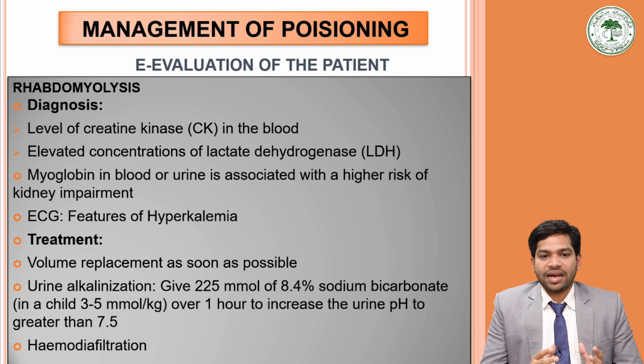Then the management and diagnosis of rhabdomyolysis. The most reliable test in the diagnosis of rhabdomyolysis is the level of creatine kinase in the blood. This enzyme is released by the damaged muscle, and levels above 5 times the upper limit of normal indicate rhabdomyolysis. Myoglobin has a short life and is therefore less useful as a diagnostic test in the later stages. Its detection in the blood or urine is associated with higher risk of kidney impairment.